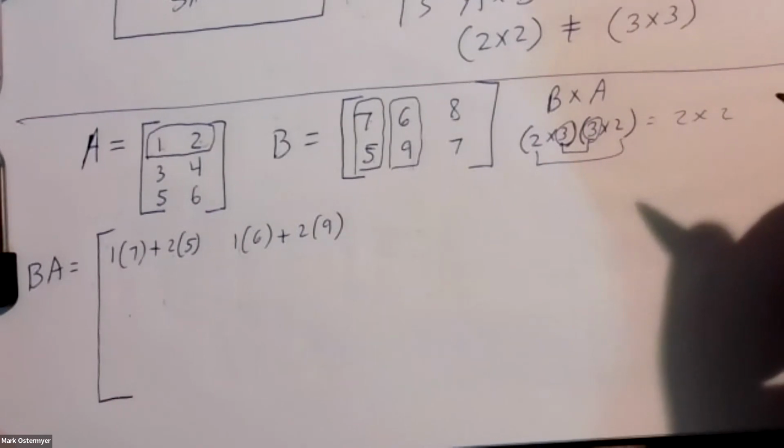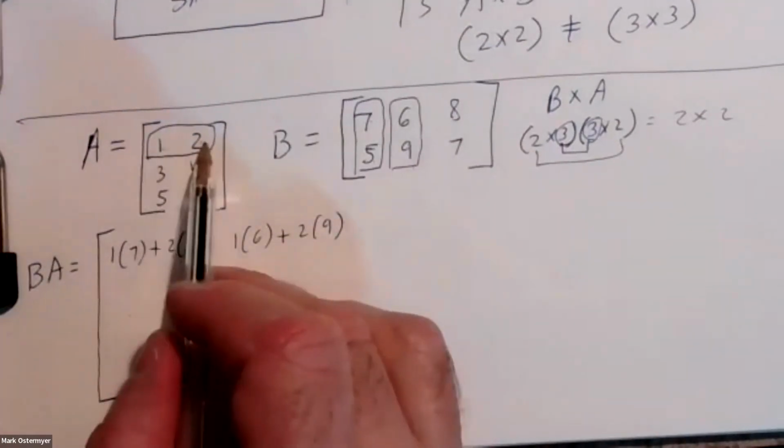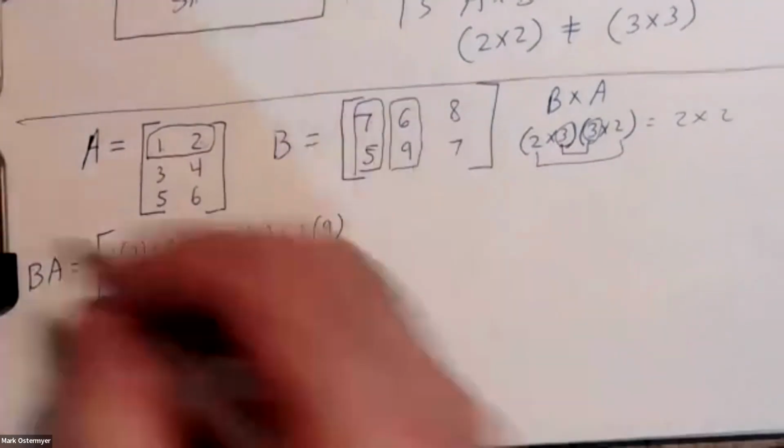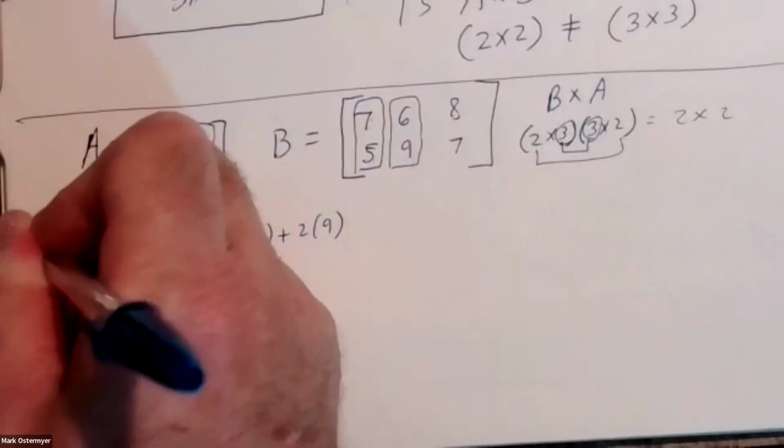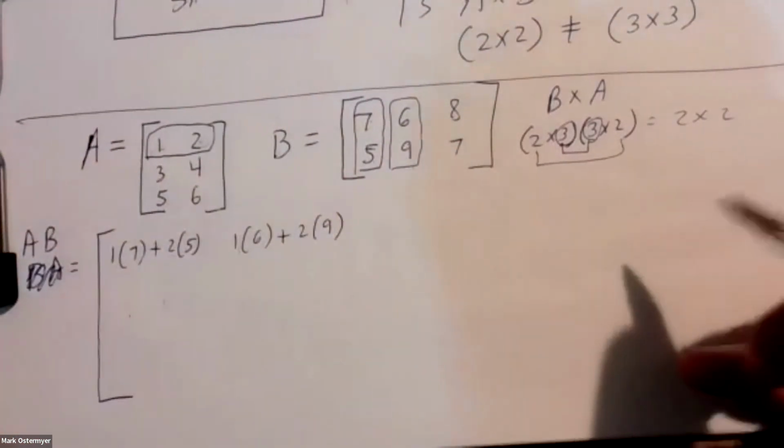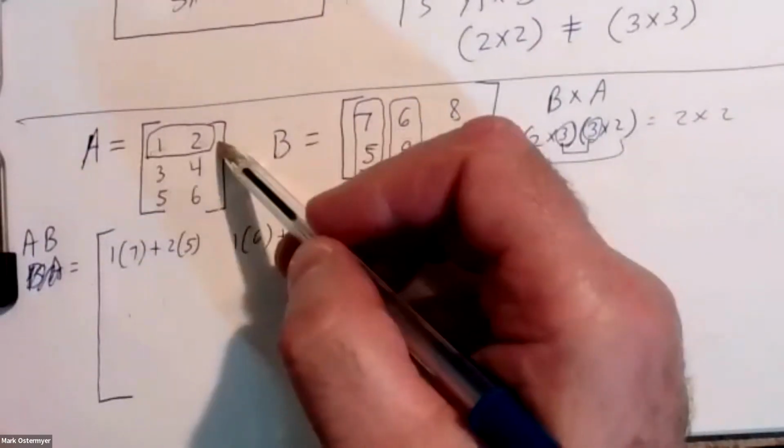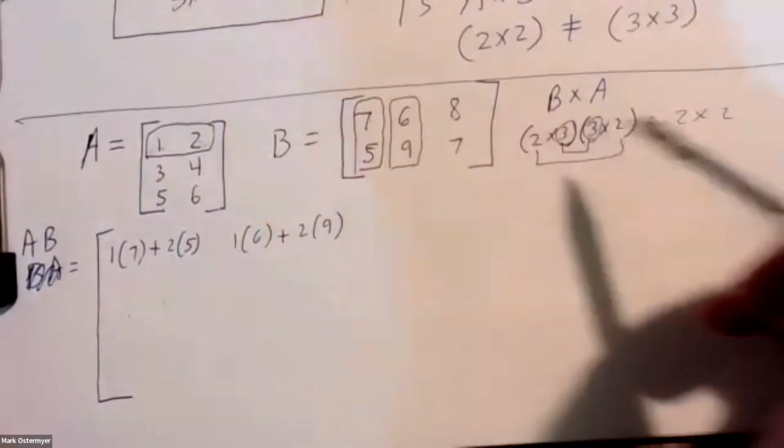But what's wrong with what I'm doing? I'm not multiplying matrix B times A. I'm multiplying what? A times B. Am I not? Because I'm taking the rows of matrix A and multiplying by the columns of matrix B. So this is matrix A times matrix B, where you take the row of matrix A and multiply it by the columns of matrix B.